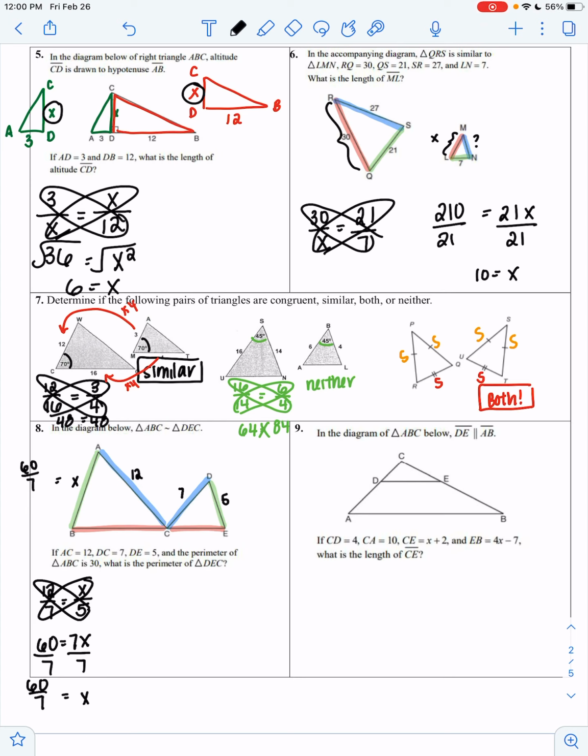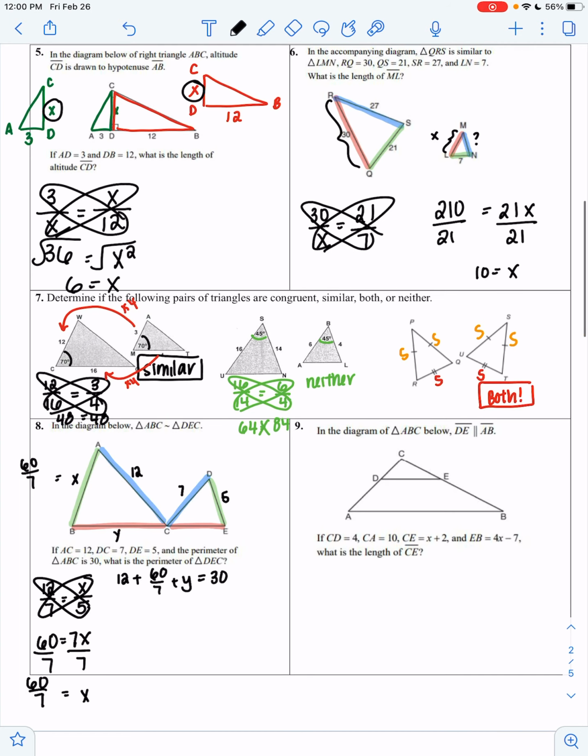Okay, if that's 60 over 7 and the perimeter of triangle ABC is 30, well, I can find out what BC is, right? Let's call this Y. So 12 plus 60 over 7 plus Y has to equal 30. I'm just going to use my calculator to help me here. Well, let me do this first. 60 over 7 plus Y is equal to 18. And I'm going to minus 60 over 7 on both sides.